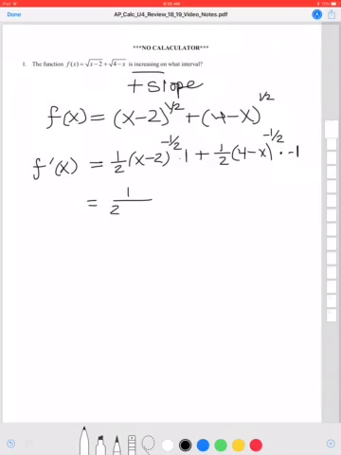That's going to be 1 over 2 square root of x minus 2, because of the negative 1/2, plus, oh, excuse me, I'm going to change that to a minus because of the negative 1, minus 1 over 2 square root of 4 minus x.